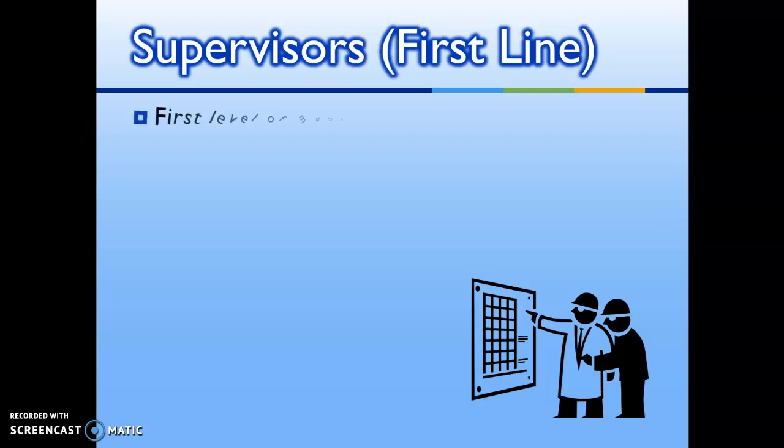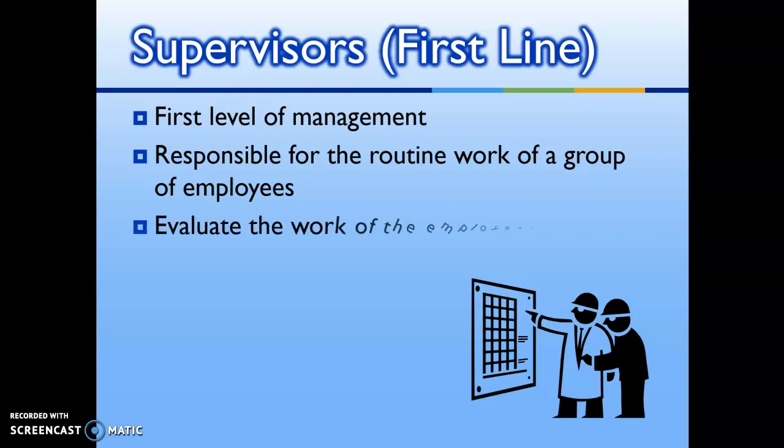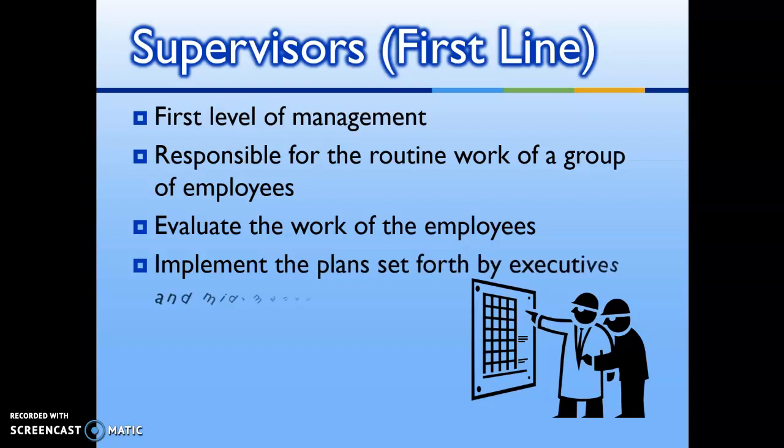So supervisors, first line. These are your first level of management. They are responsible for the routine work of a group of employees, normally a large group of people. They are the ones that evaluate the work of these employees, and they're also implementing the plan set forth by executives and mid-managers.